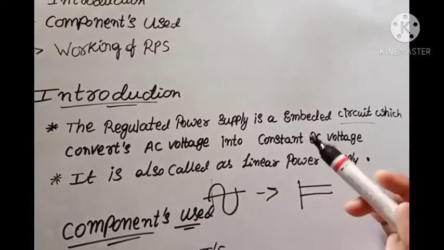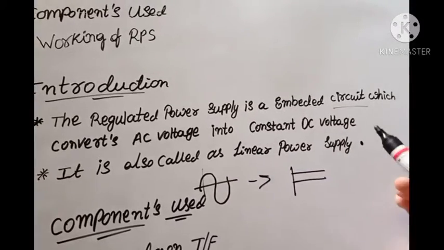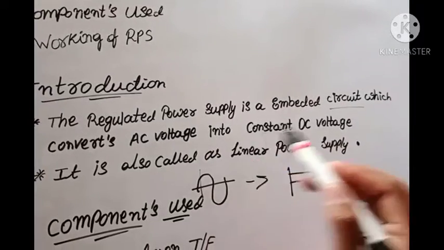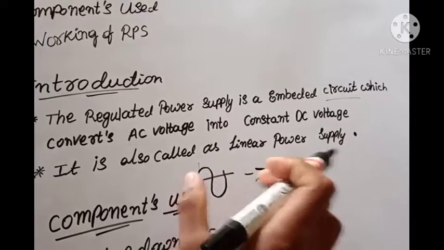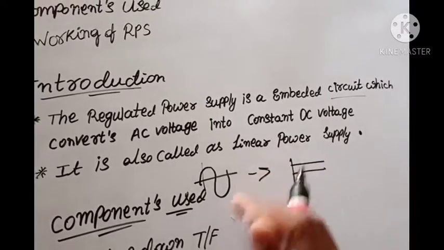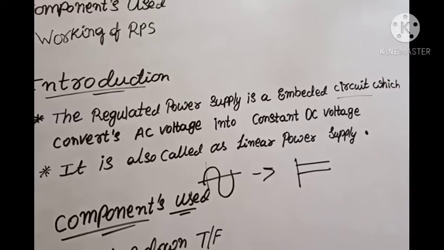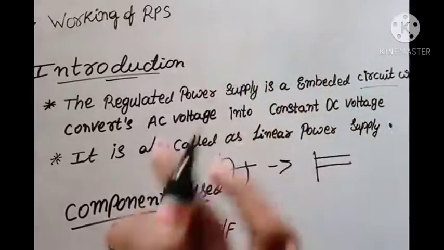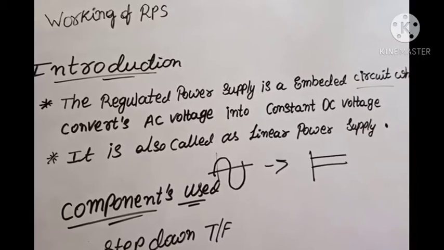So the regulator power supply is an embedded circuit which converts AC voltage into a constant DC voltage. Nothing but RPS is a circuit which converts AC voltage into a constant DC voltage without any distortions. Let us take an example. We are giving input as an AC voltage, but we are getting the output as DC without any distortions. So this type of circuit is called a regulator power supply circuit, and RPS can also be called a linear power supply.